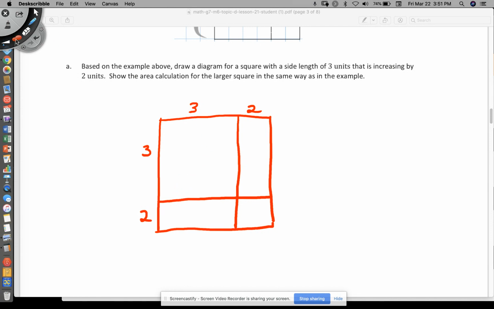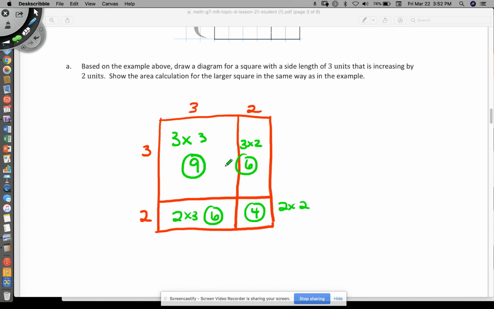So what is my area of the original? That's going to be 3 times 3. So my area of the original is 9 here. Now remember, go down the row, which is 3, to the column, which is 2, and that gives me a 6. Here the row is 2, column is 3, that gives me an area of 6. And then we have a 2 by 2, which gives me an area of 4.